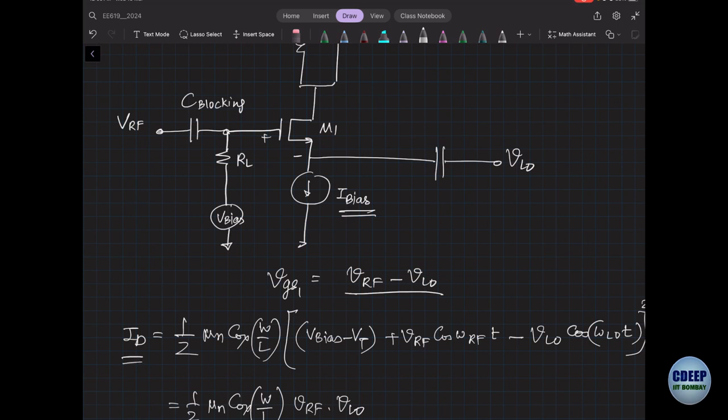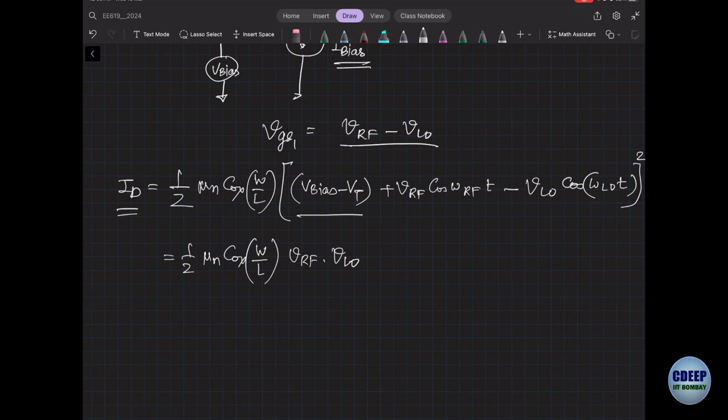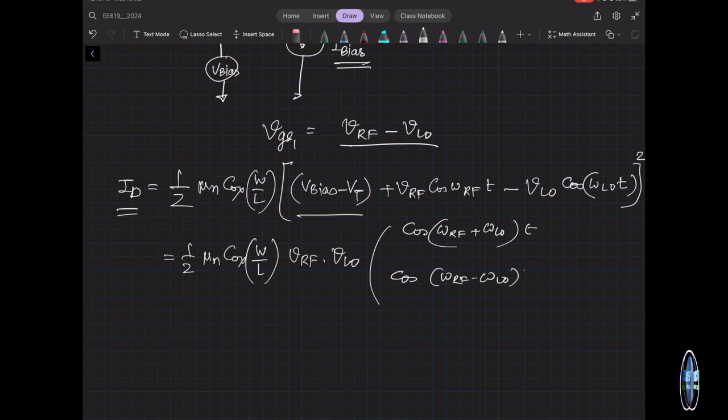ID. I bias. You're saying this part. Yes, if VRF equal to 0 and VLO equal to 0, then it has to meet the equation, correct? So that's what it is. You're absolutely right. Okay. Alright, so the cross term is this, and then we have cos of, correct. So then, everybody understood, right, what I'm doing, because I'm jumping steps now.